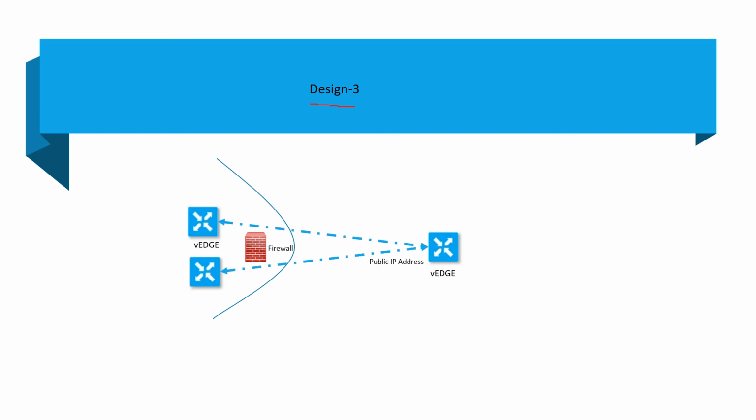Let's talk about design 3. Let's assume this is my vEdge1 and this is my vEdge2 on one side. I have a firewall and I have a single internet connection outside. On the other side, I have a public IP address. It can form two tunnels to the two vEdge devices, and the NAT discovery is going to assign two different ports for these tunnels. So this design also works.